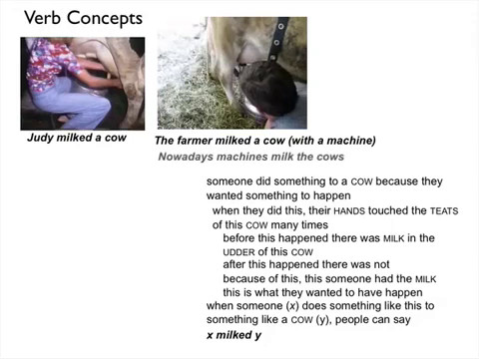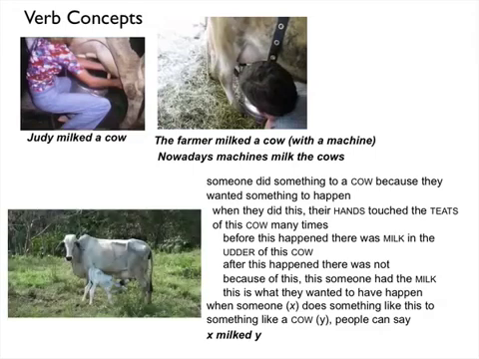Or nowadays, machines milk the cows would be fine, right? So the machine is like a someone because it does actions like a someone, right? And does the same kind of work. And so that's just a natural sort of metaphorical extension to this domain.